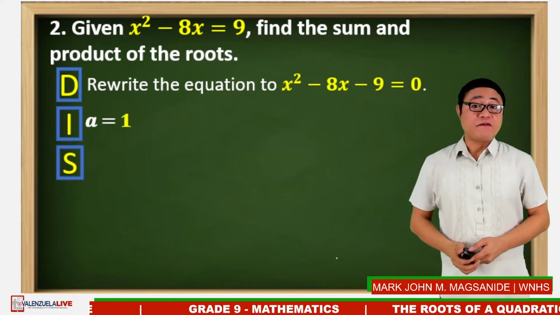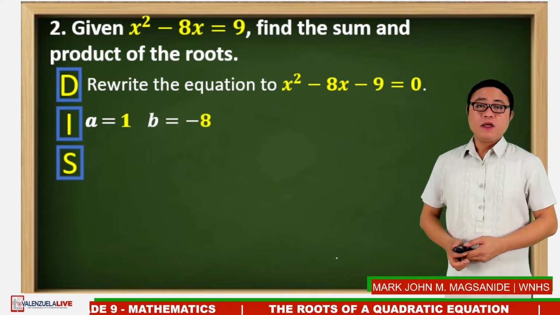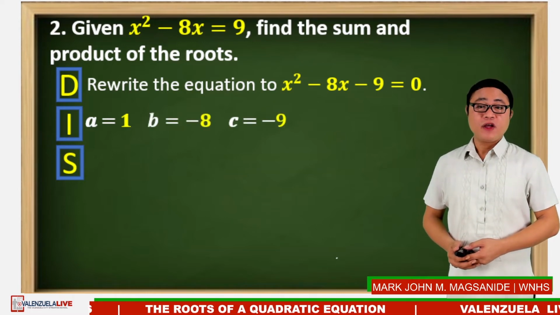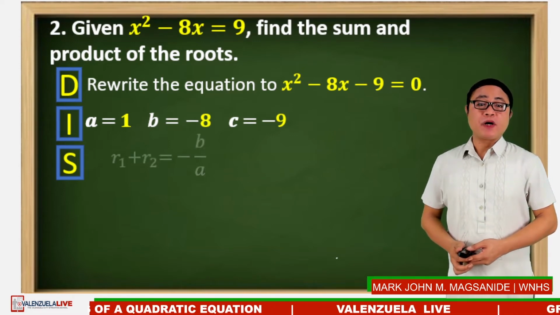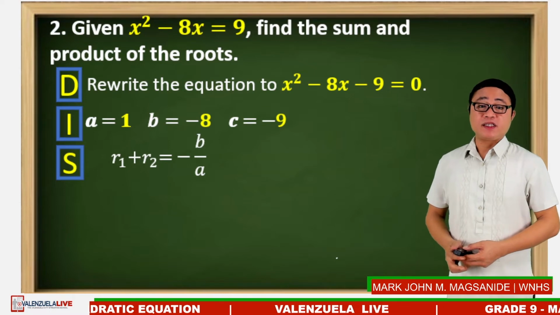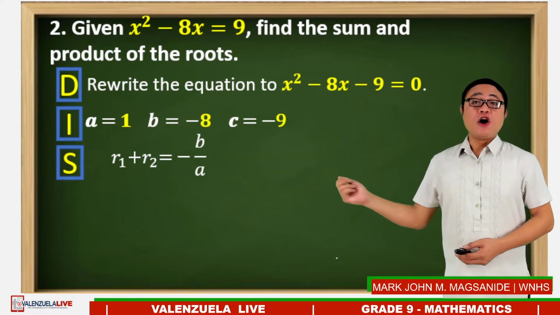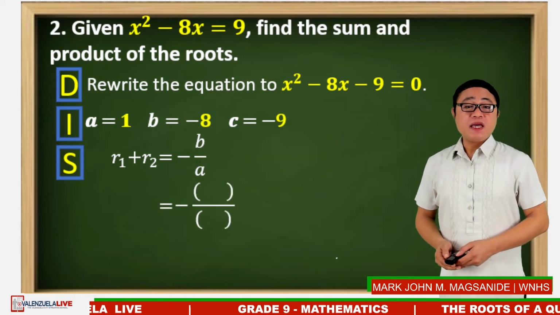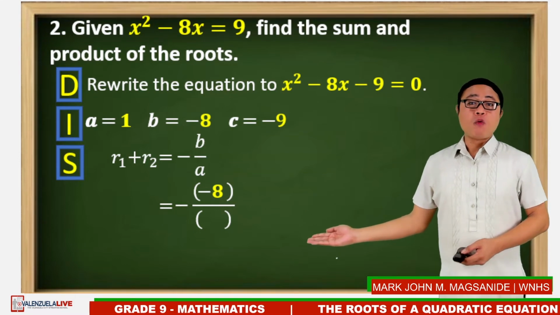Next is to identify A, B, C. A is equal to 1, B is equal to negative 8, and C is equal to negative 9. Last step, solve for the sum and product of the roots. Starting with the sum of the roots, substituting the value of B and A, we have B is equal to negative 8 and A is equal to 1.